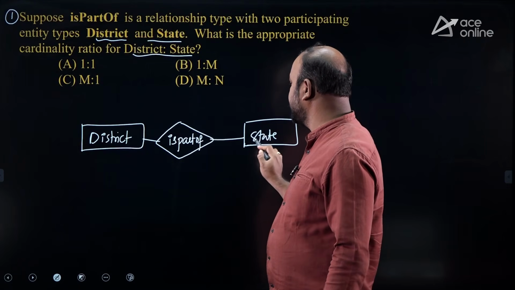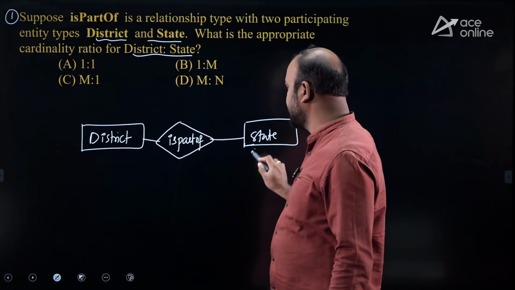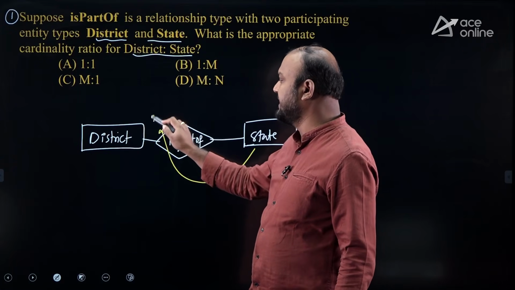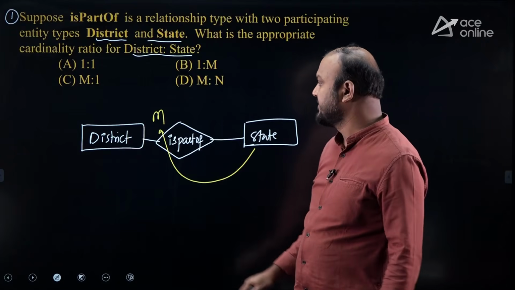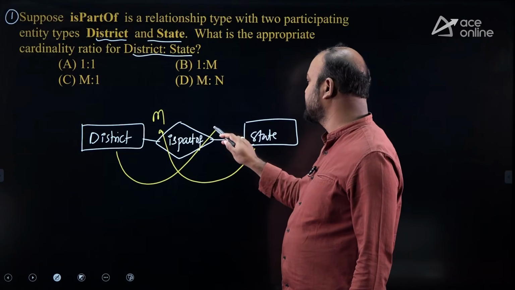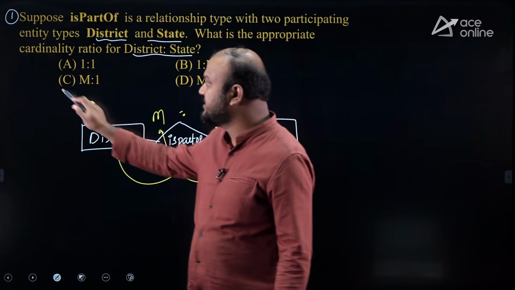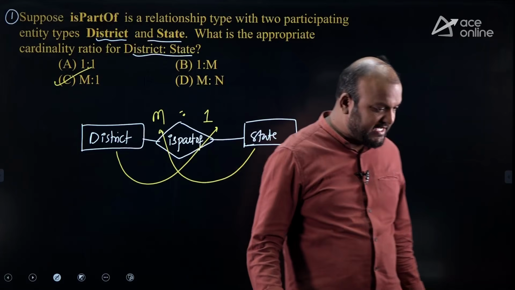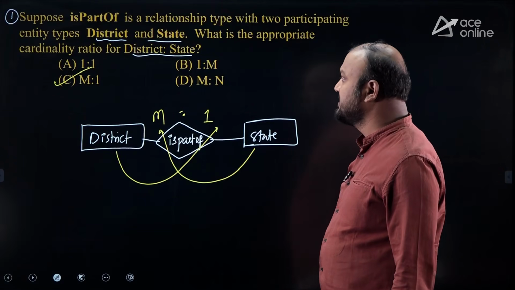Each state can have how many districts? Each state will have many districts. So, you write many on the district side. And each district belongs to how many states? One state. So, what is the cardinality? Many to 1. So, what did the majority of people select? Option C, perfect.